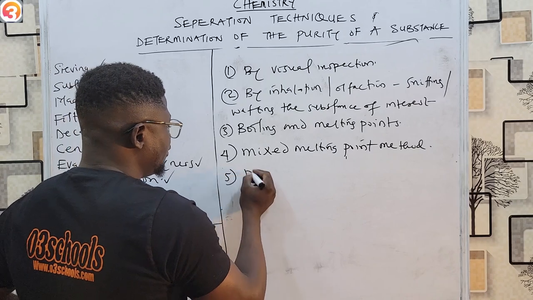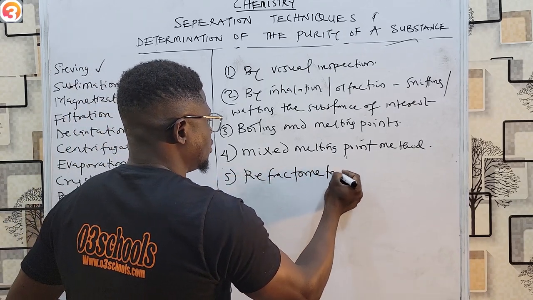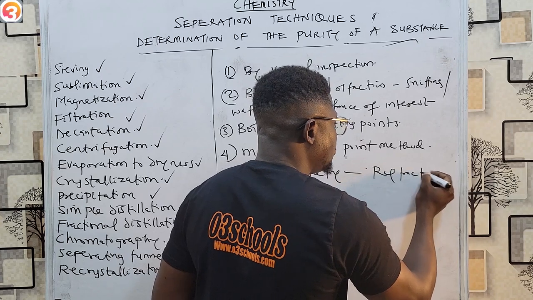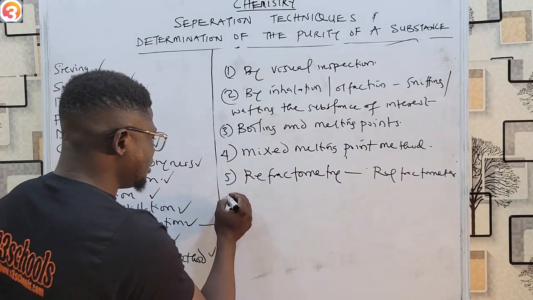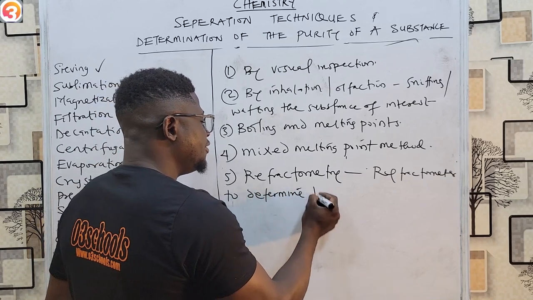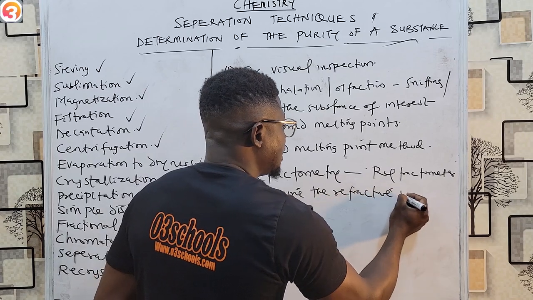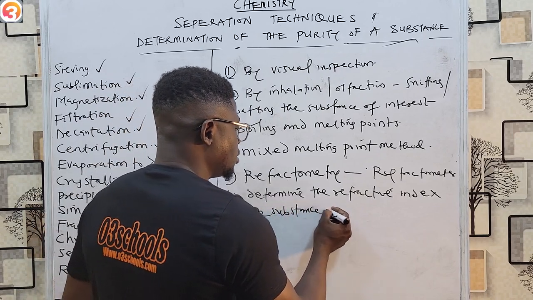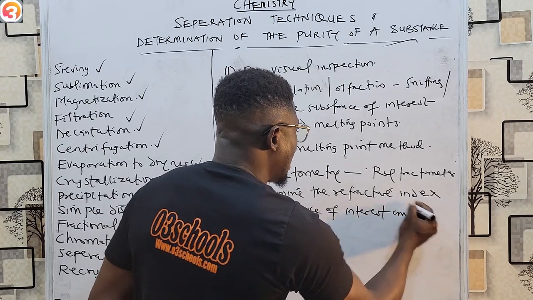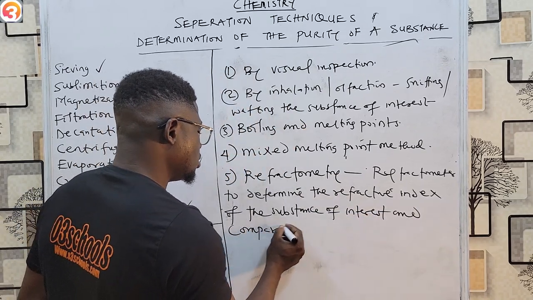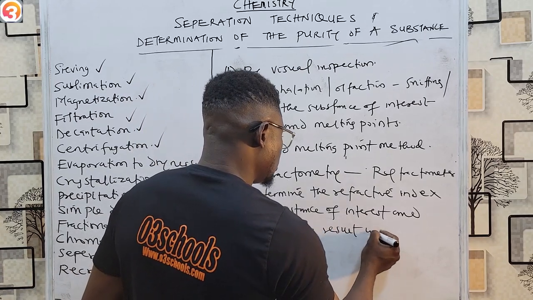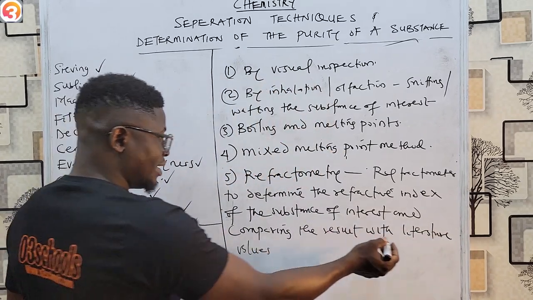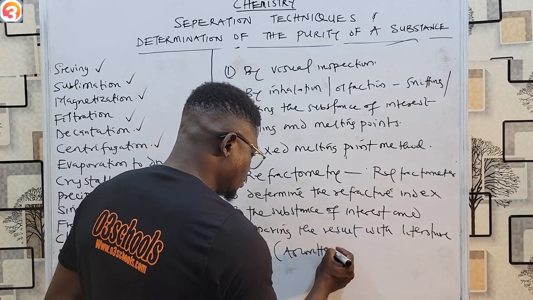The last one is called refractometry. In this case, you are using a refractometer to determine the refractive index of the substance of interest and comparing the results with literature values. These literature values we're talking about are as written in the books.